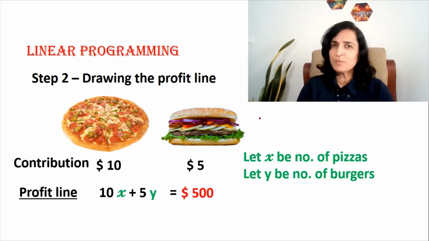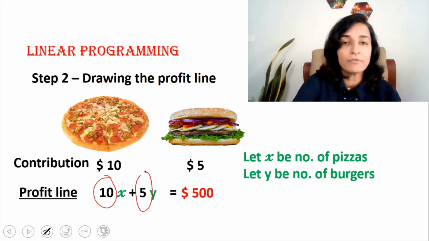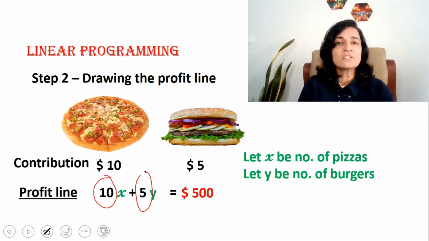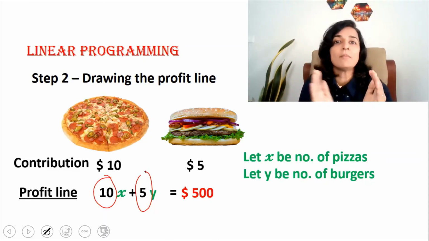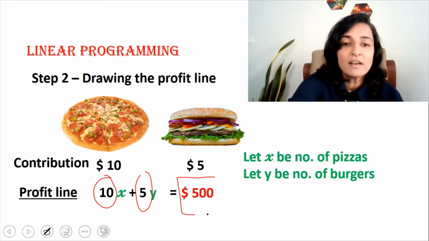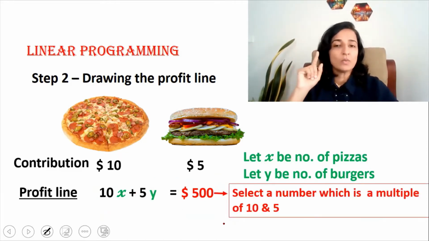Now, you can assume any other figure. It is fine. But it is better to select a number which is a multiple of 10 and 5. And why are we selecting a number which is a multiple of 10 and 5? Because later on, we will have to divide. That is why, to get a whole number, we are choosing a number which is a multiple of 10 and 5. So select a number which is a multiple of 10 and 5.